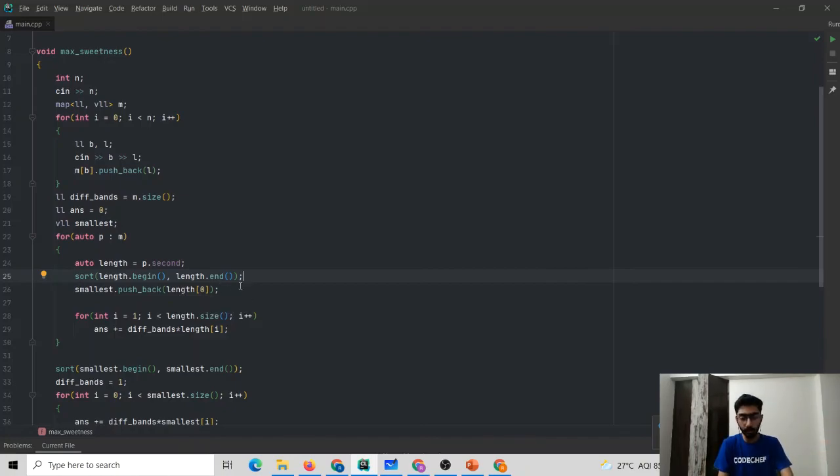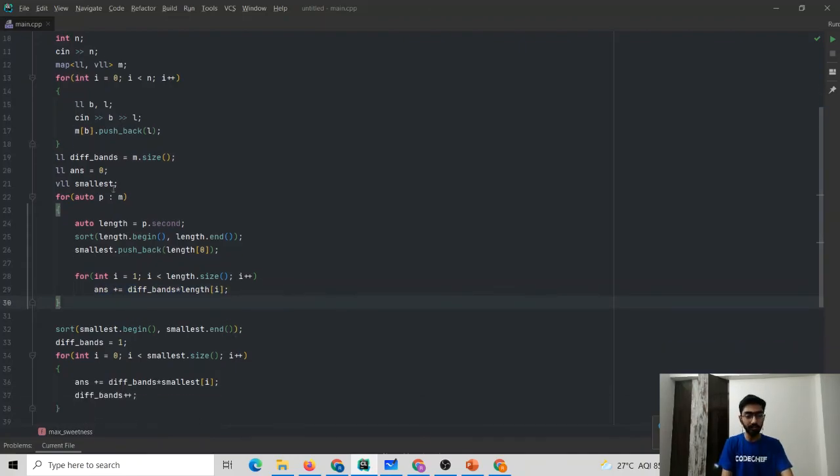So I'm pushing this song into the vector smallest, and all the other songs of this band will have the contribution as repeated bands. Why is this the case? Since I've already played all the different bands before, when I consider a repetition of this band, it is certain that all the different bands have already been played. Then the contribution of this length is the number of different bands times this length. So I simply add that contribution to my answer.